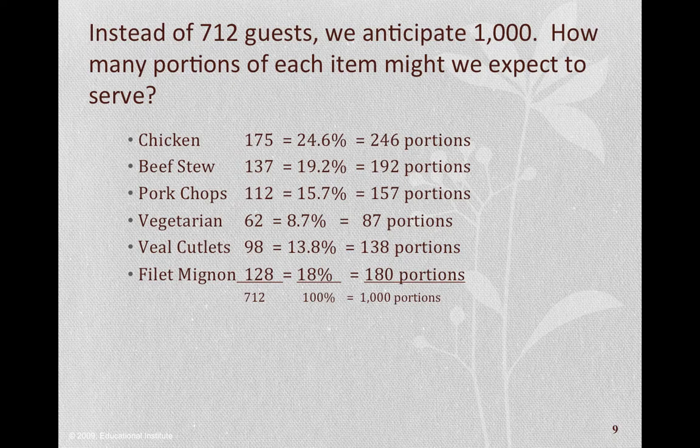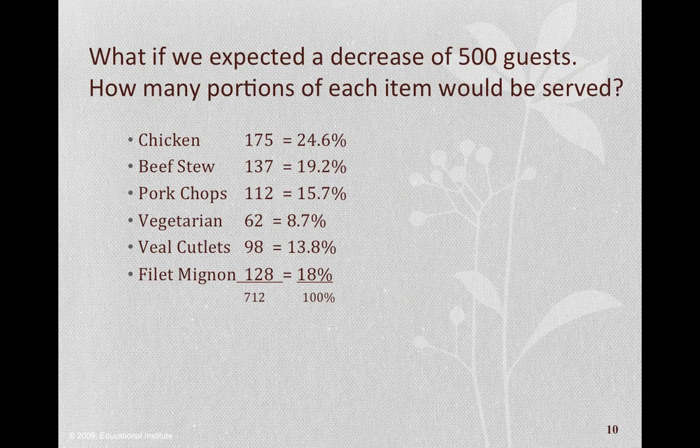So, for example, we take the veal 98 times 0.138 equals 138 portions, because 138 portions is that 13.8% of the total 1,000 portions. So now take these numbers and let's make it a little bit different. What if we expected a decrease of 500 guests? So now we expect 500 guests to be ordering, and our percentages were based on 712. So how many portions of each item would be served?